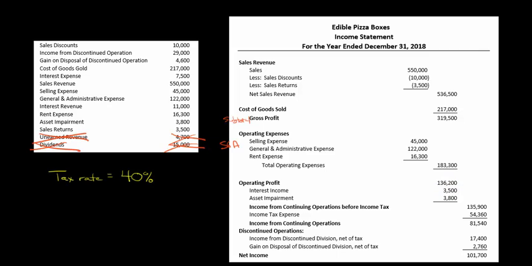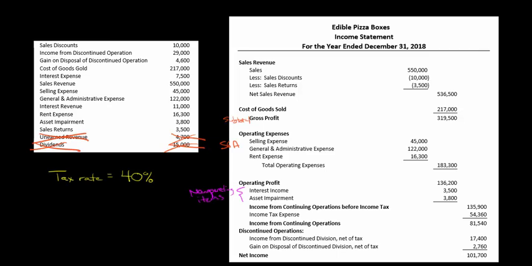Our operating profit, in this case, is $136,200. So again, we got the net sales, then deducted cost of goods sold to give us gross profit, then subtract the operating expenses to get operating profit. And then we're going to have a section with what are called non-operating items. These are items like, for this firm, interest revenue and expense.